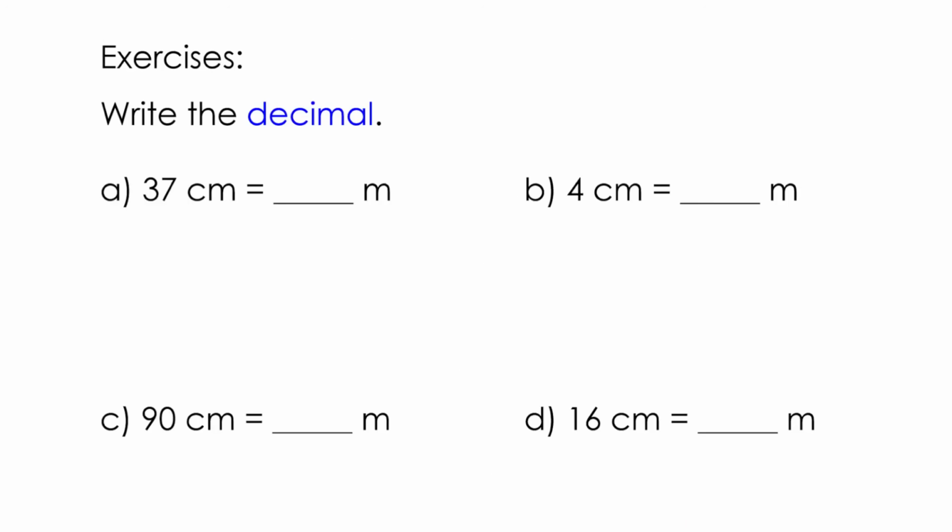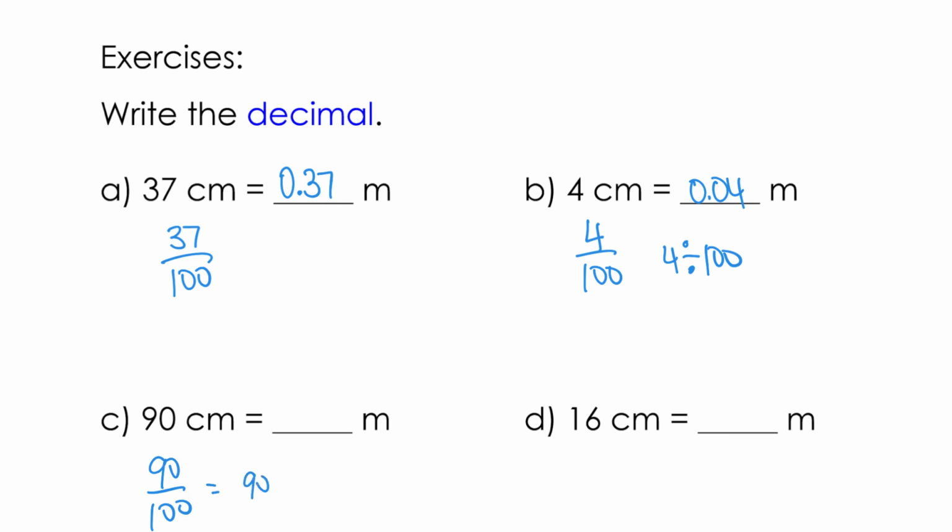And our final slide is to write this as a decimal. I'm going to do the decimal and the fraction just so you are familiar with it, and more exposure means more familiarity. 37 centimeters is 0.37 meters. This is also written as 37 over 100. 4 centimeters is 4 over 100. And in decimals, if you did 4 divided by 100, you'll see that you get 0.04. For 90 centimeters, 90 over 100. And if you were to do 90 divided by 100, you're going to get 0.9 meters. And in the last video I mentioned you can write it as 0.9 or 0.90, but you do not have to include this 0. It's not really necessary. 16 centimeters would be 16 over 100. 16 divided by 100, 0.16 meters. So this is the last slide.